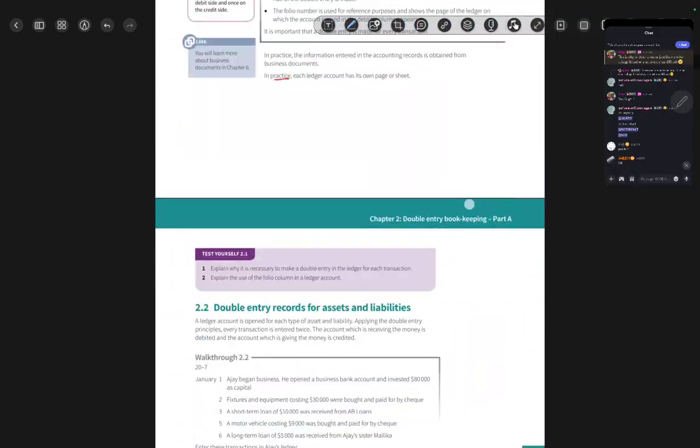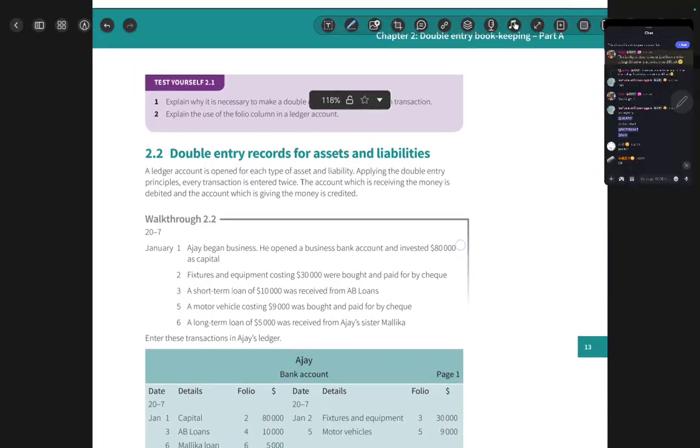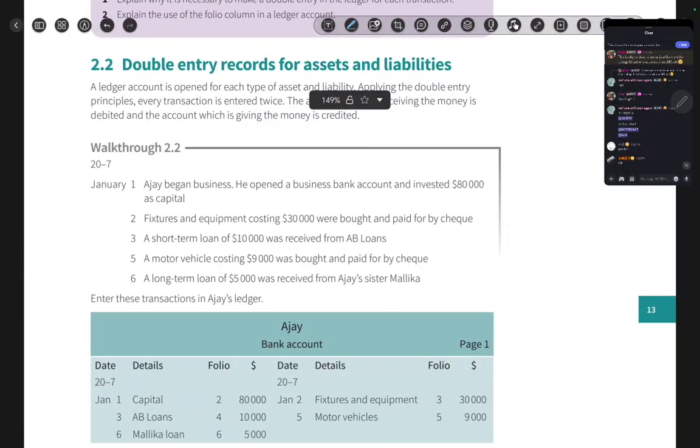So assets and liabilities right here. A ledger account is opened for each type of asset, which would be like your cash, bank, fixtures and equipment, anything, and liability, the amount you're owing to anybody. Applying the double entry principles, every transaction is entered twice, once on the debit and once on the credit. Again, they're just saying this multiple times so you don't forget it. The receiving side is debited and the giving side is credited. So you credit the giver and you debit the receiver.